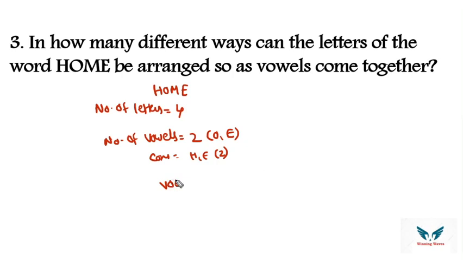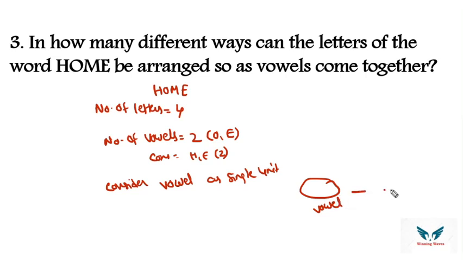So consider the vowels as a single unit. This I'll be taking as vowel, and the remaining 2 are consonants. Now as I have considered the vowels as a single unit, this is 1, 2, 3. So we can arrange in 3 factorial ways. The number of vowels is 2, so these 2 vowels can be arranged within themselves in 2 ways, which is 2 factorial ways.